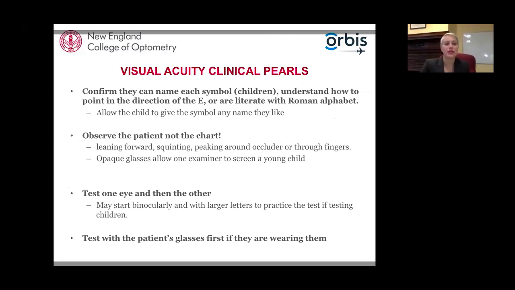So some pearls of wisdom for visual acuity testing. It's a good idea to confirm that they understand what the test is. So if you've got a tumbling E, that they understand that you want them to point in the direction that the E is facing. If you have a Roman alphabet chart, just make sure that they are literate, they understand the Roman alphabet, and they can identify the letters. And you also want to confirm, if you're using Lea symbols, that the children can name each of the symbols. They can name them whatever they like as well.